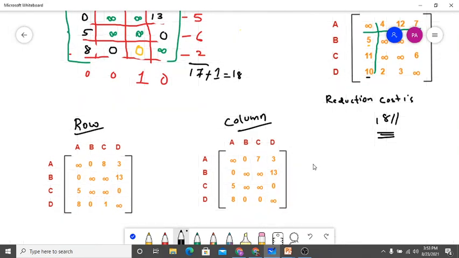Now we need to apply step 2. After getting the reduction, we need to know the cost of A comma B, plus the reduction we already got, plus whatever the current reduction we are going to get from the matrix. Now if I go from A to B, the condition is that all the entries for A and B should be infinity.